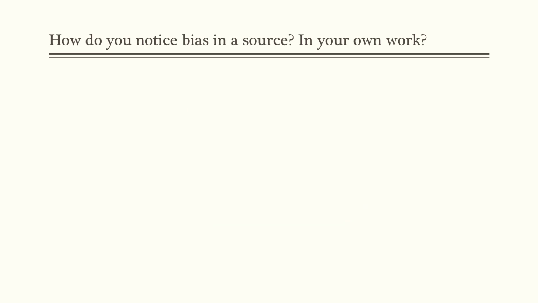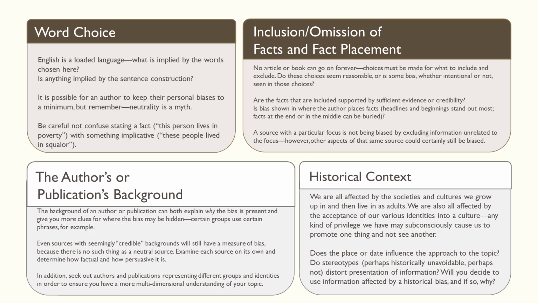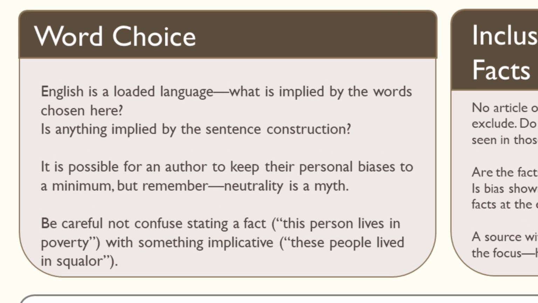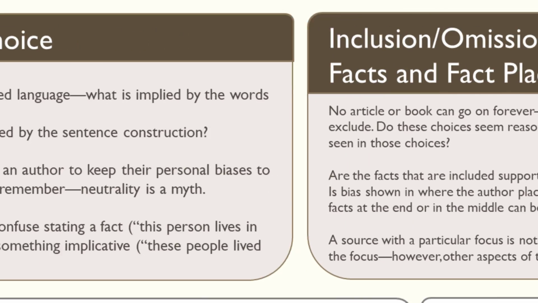I'm sure you had some great ideas. See if they match up with the 4 categories I used to examine bias in sources. Word choice is the most fun and the most obvious. Notice what words you choose when you create information. Did you consciously choose something with a certain connotation? If you didn't do it on purpose, would you still purposely choose that now that you're thinking about it?